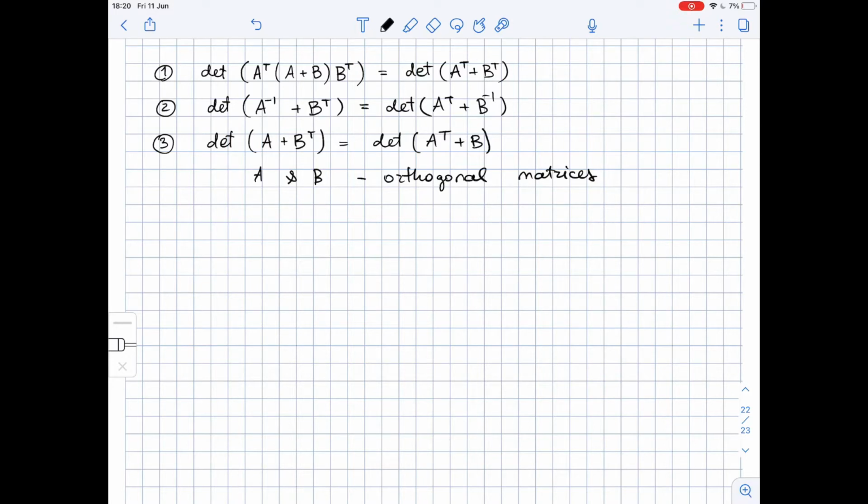So for example, if we have an orthogonal matrix A, then A multiplied by the transpose of A equals the transpose of A multiplied by A, and equals the identity matrix. Also, the transpose of A equals the inverse matrix of A.